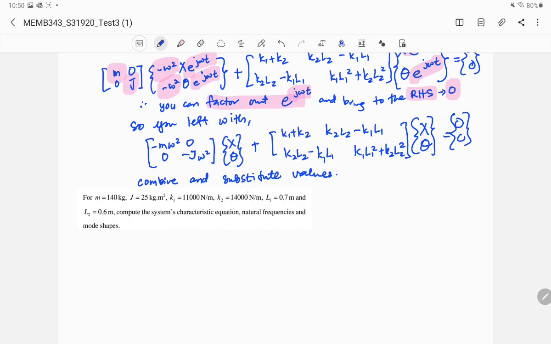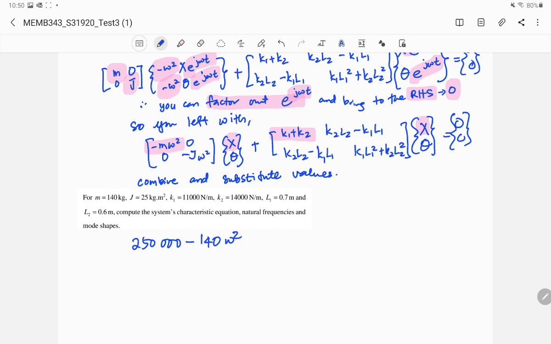So you can combine and substitute the values. In this case, you can see that you have negative m omega square plus k1 plus k2, times your x here. Your k1 plus k2 is 250,000. So you have 250,000 minus your m omega square, which is 140 omega square.